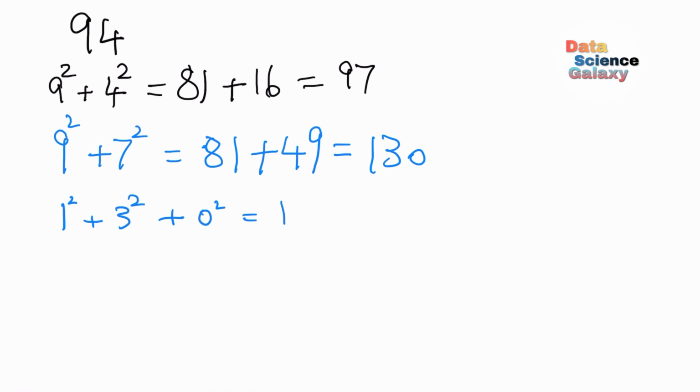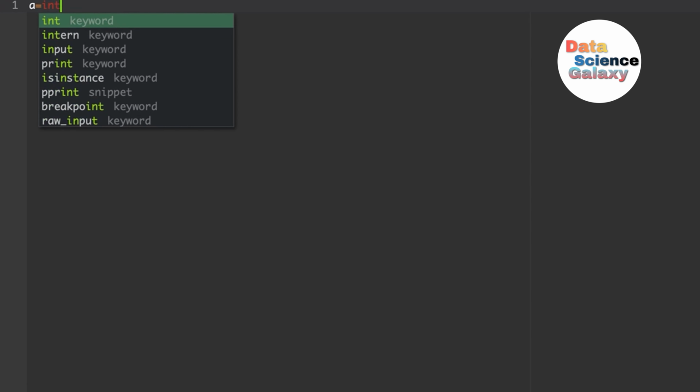So now we've looked at what a happy number is and how it works. Now let's go ahead and write a Python program for this. Okay, so now I'm on my Python interpreter. So we'll start the program. I'll capture the input in a variable a. So the type is integer.